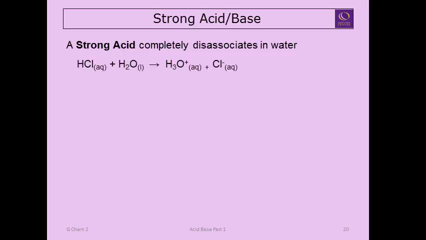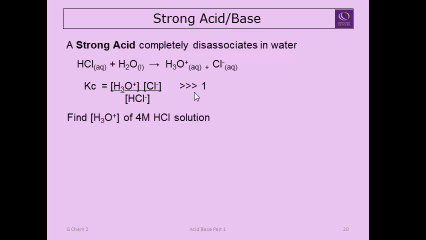So, strong acids and strong bases. Just like we talked about, a strong acid completely dissociates in water, and that's going to lead us to many assumptions that we used just now to solve a lot of these calculations. Basically what we're saying here is that the Kc is in essence much greater than 1. So if you want to find the H3O concentration of a 4 molar HCl solution, you can just assume that all that H plus is dissociated, and so the concentration is 4 molar.